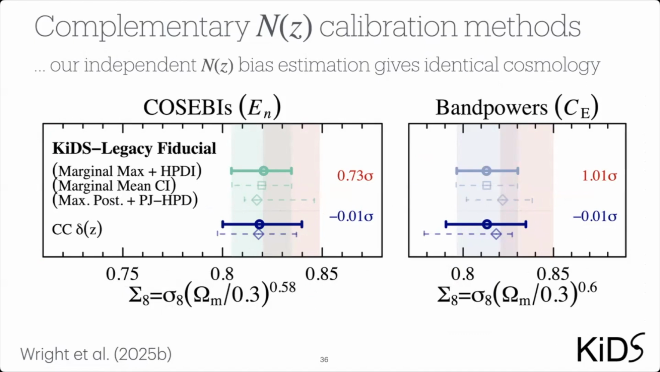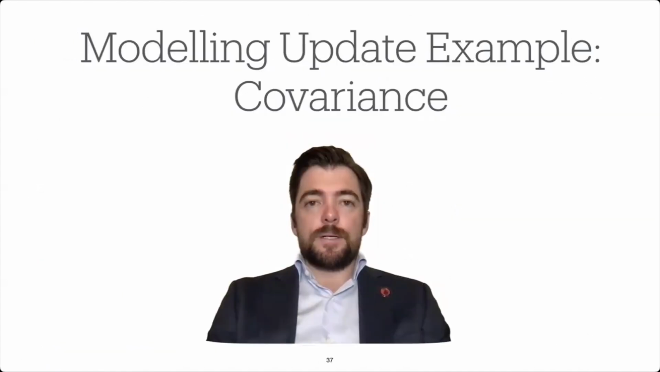And so we now have better image simulations with better estimates of bias and a redundant estimate of bias that returns precisely the same cosmological data set. We're now going to change tack slightly and go to Robert to discuss covariance.